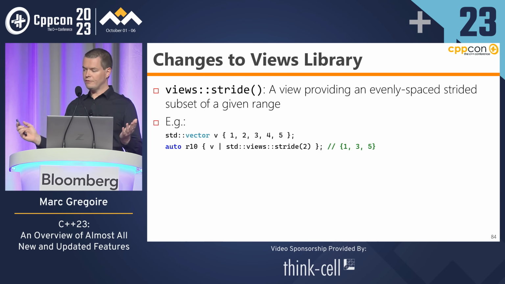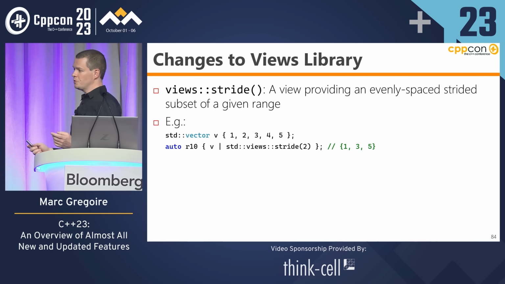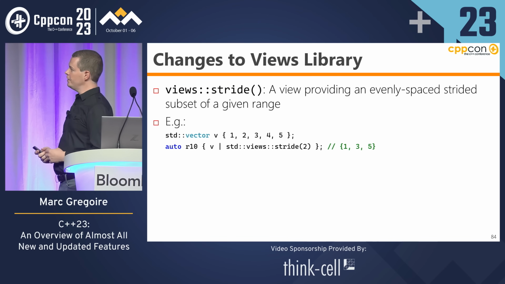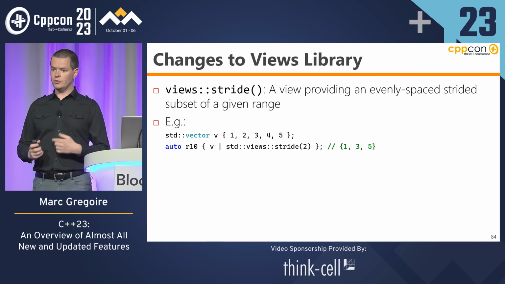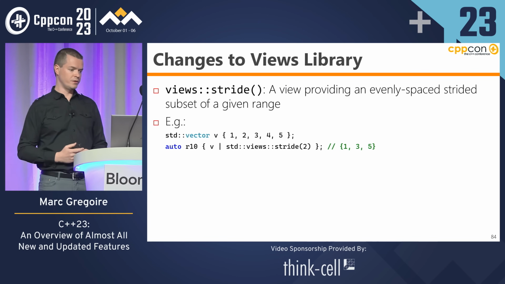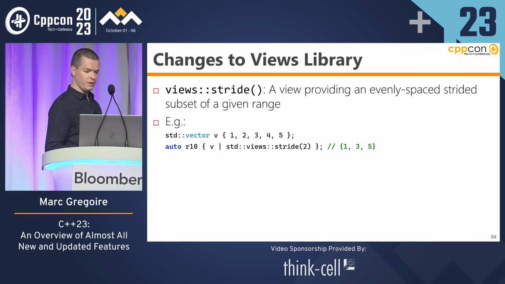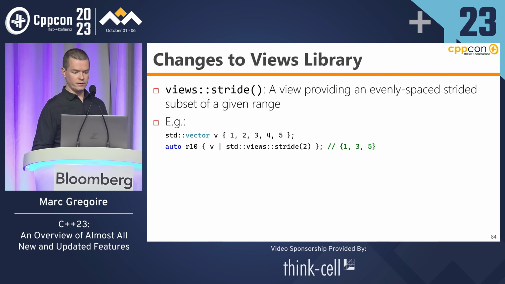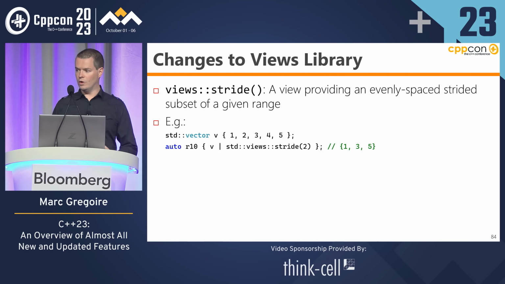Stride. If you have some data and you want to skip certain data, you can use stride. So here I'm saying stride 2. So it will skip every second element. So the resulting view will be, instead of 1, 2, 3, 4, 5, the resulting view will contain only 1, 3, and 5.